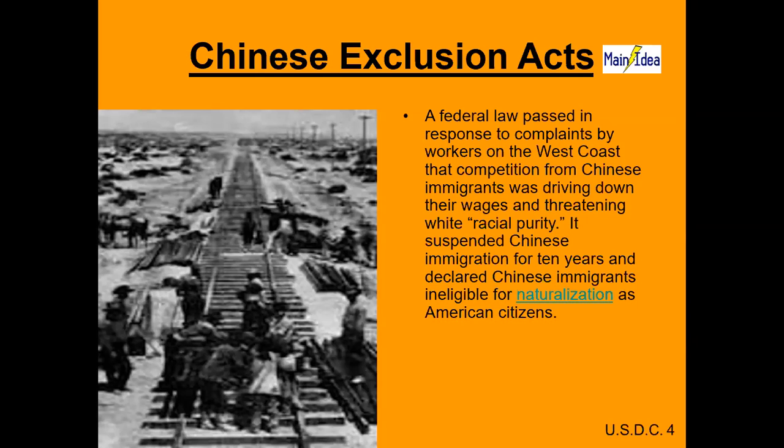So the Chinese Exclusion Acts basically stopped immigration for 10 years. And it also said that Chinese immigrants could not become American citizens. The Chinese Exclusion Acts. You need to know both the Gentleman's Agreement and the Chinese Exclusion Acts. Make sure you write those down in your notes.